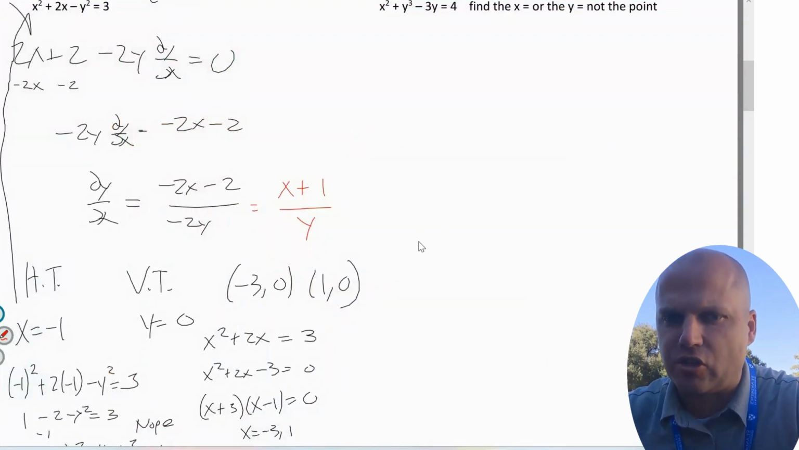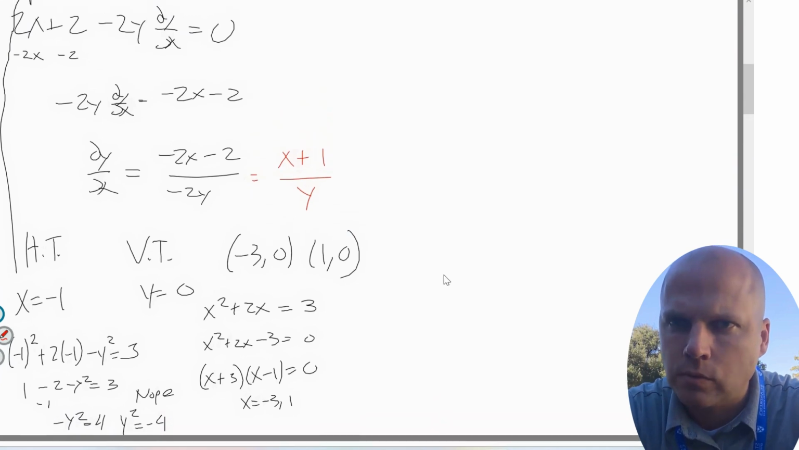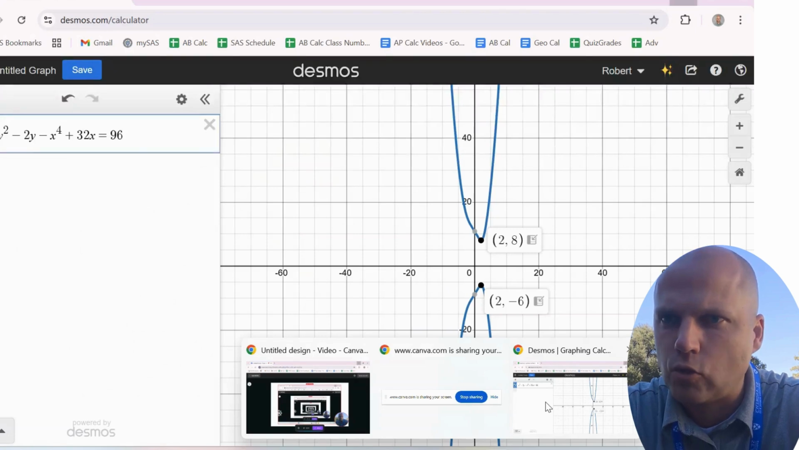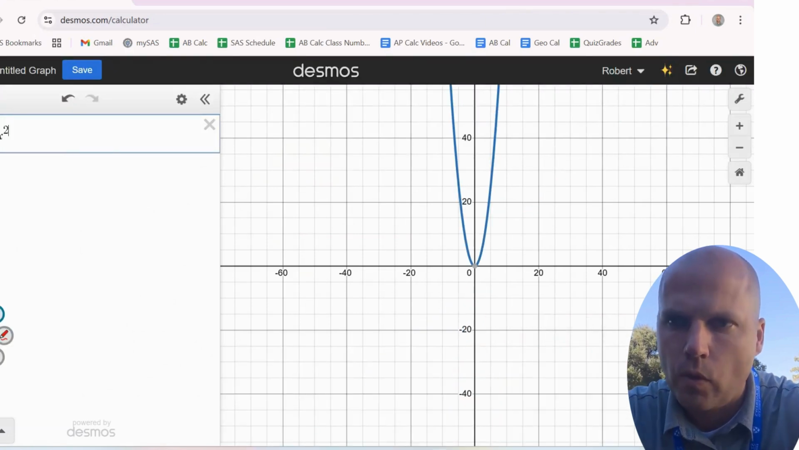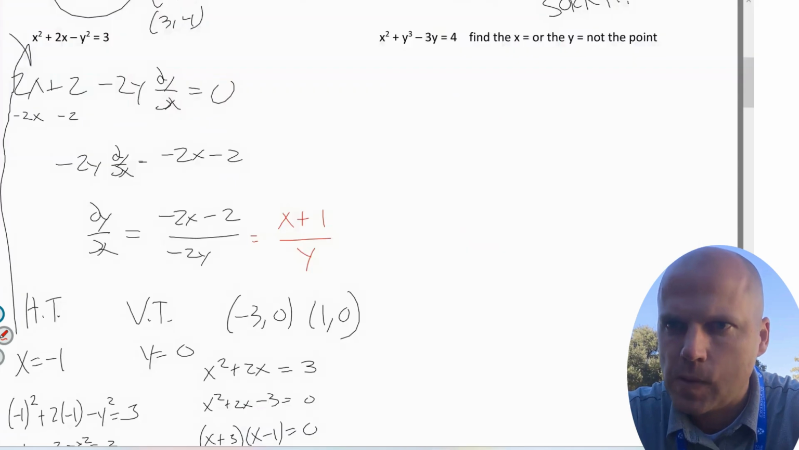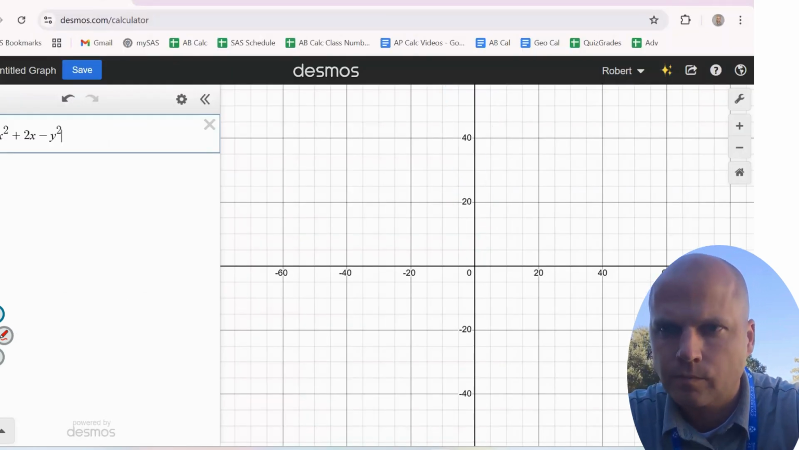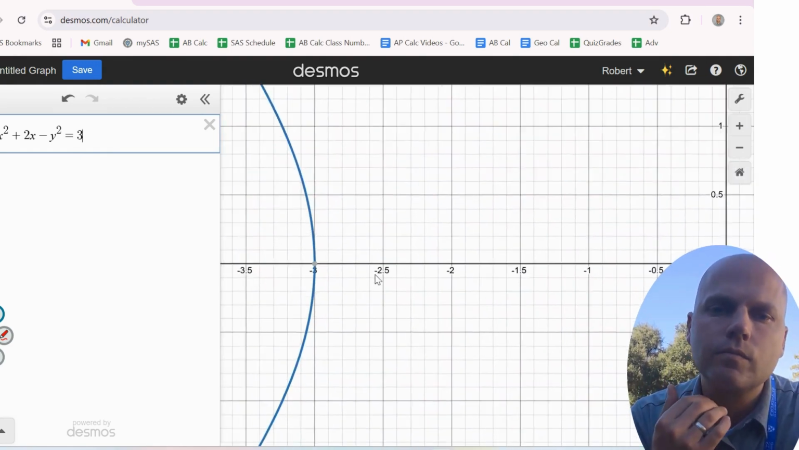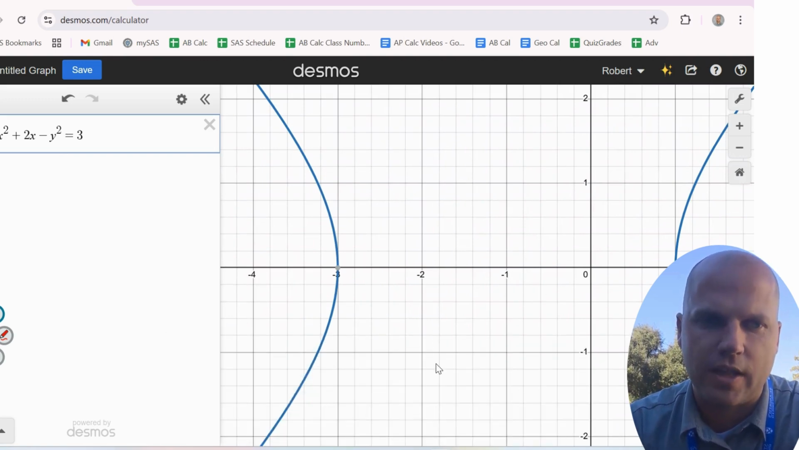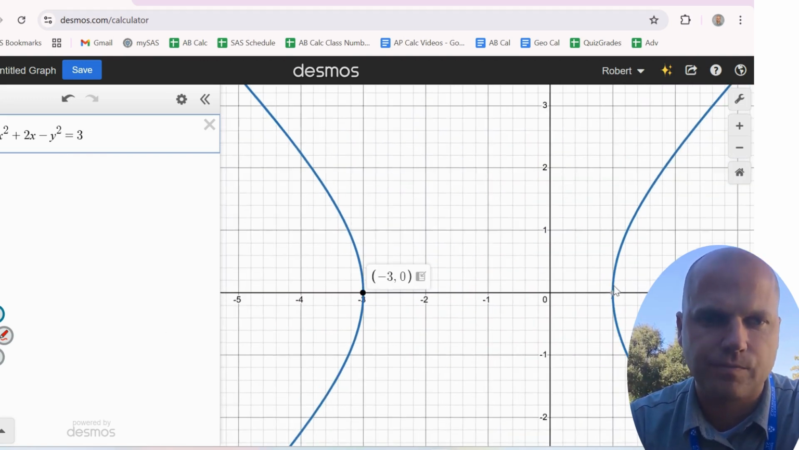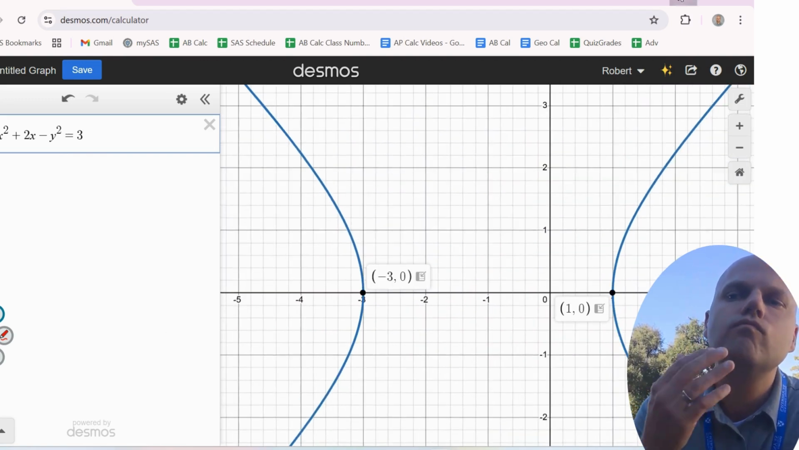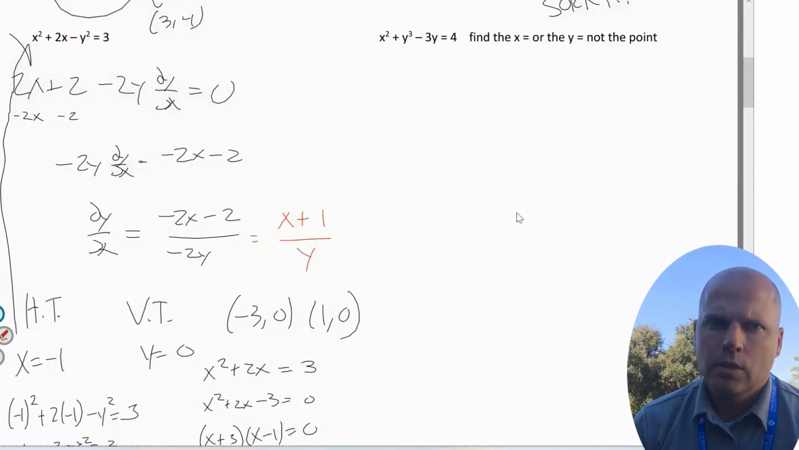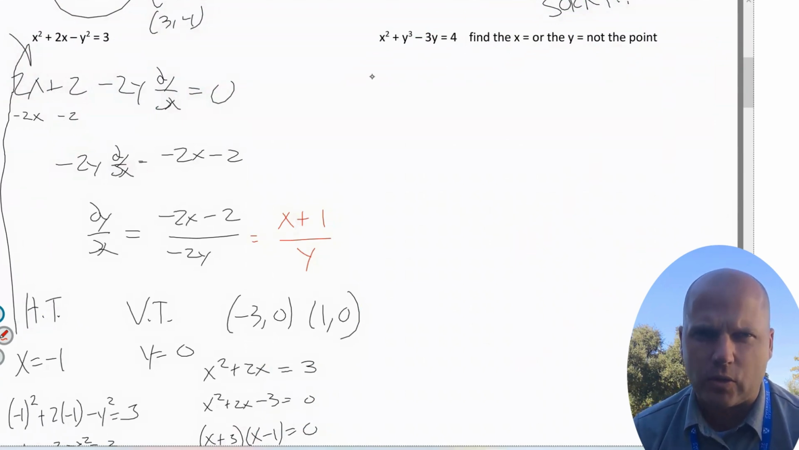I think there's two vertical tangents and no horizontal tangents. Find out. 3 plus 2x. Yeah, look at that. I think that's the key to these problems, that sometimes you have some and not the others. We want to find the x equals or the y equals, not the point.